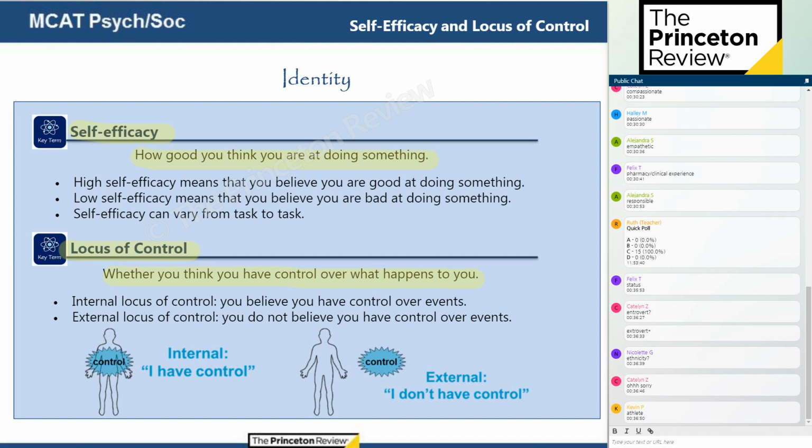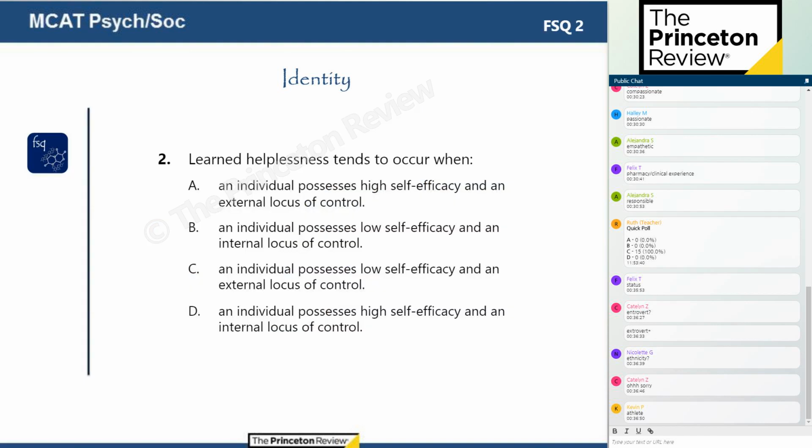These two things interact in a concept known as learned helplessness. So let's do this freestanding question to see and understand what you already know about that relationship.